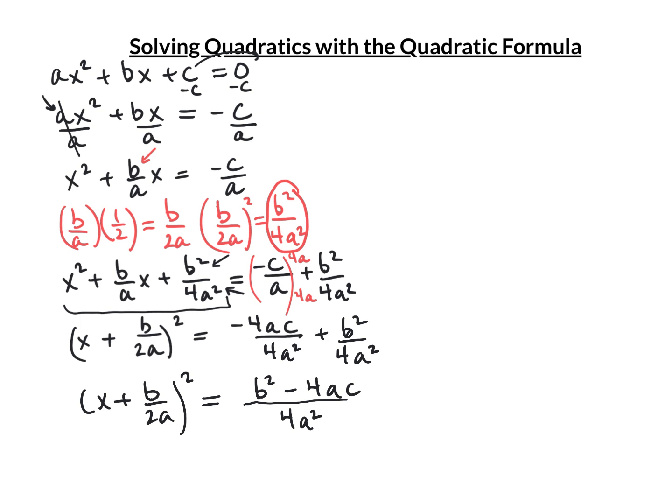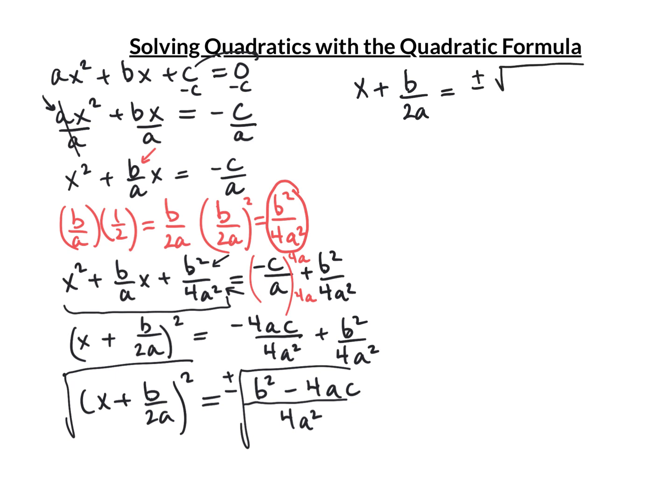We're at the point now where we can solve it. We take the square root of both sides and put a plus or minus over there. We have x plus b over 2a equals, and we're going to split up the root. We have a plus or minus, and up top we have the square root of b squared minus 4ac. And down below, we have the square root of 4a squared. We can do that. The square root of 4 is 2, and the square root of a squared is a. Now we're at the point where we can solve for x. We'll take b over 2a off each side.